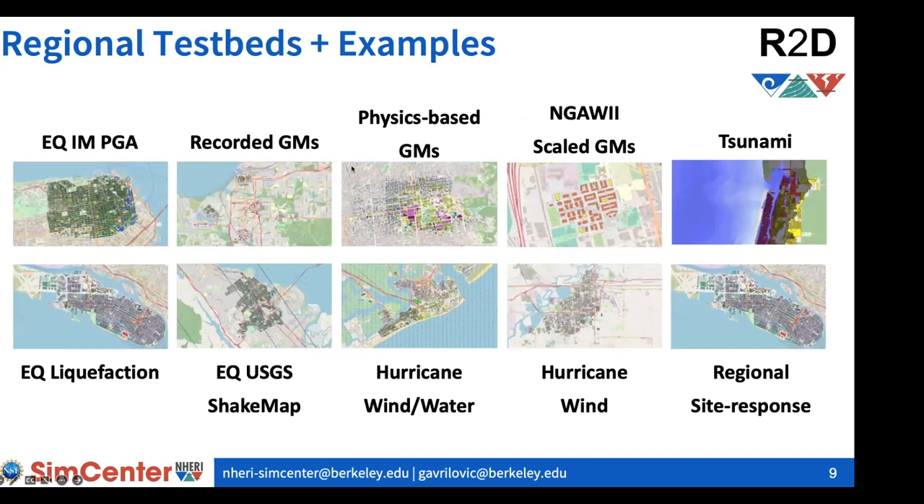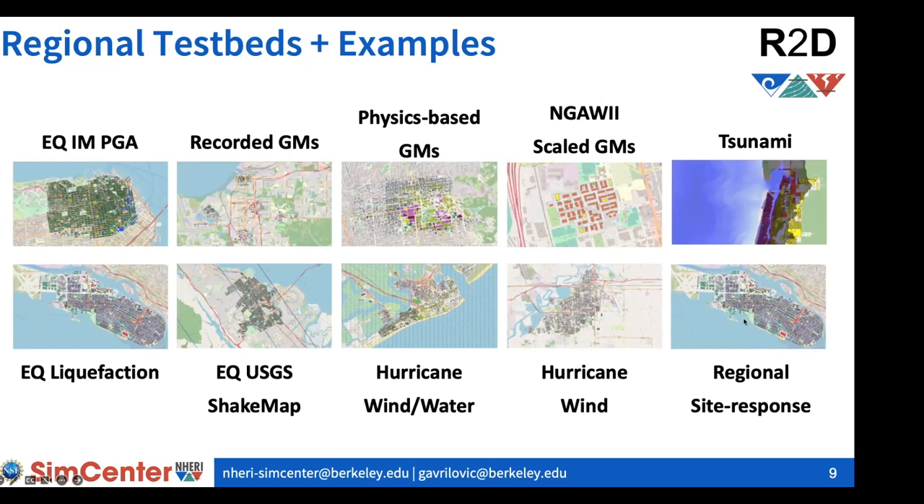So there are 10 examples built into R2D. I'll show you how you can import them. And each one of these touches upon a different part of the platform. And you'll notice there's recorded ground motions, physics-based ground motions that were taken from the NGA database. For today's demonstration, there's different hurricane databases that I'll show you in the back end where we could simulate our own hurricane. I'll be doing that today. And then how we can run other types of analyses, such as tsunami, regional site response using the soil column under a structure.